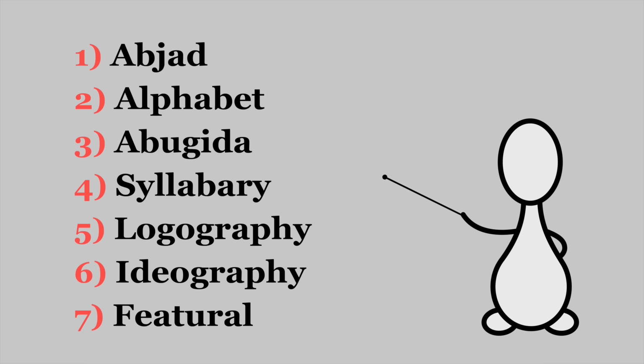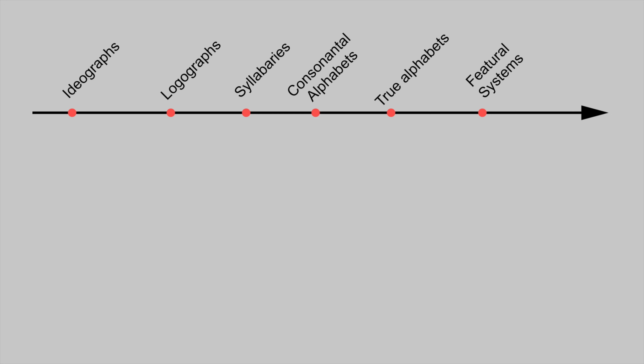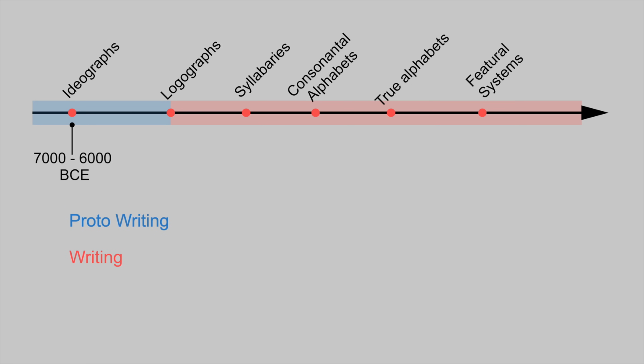For context, writing systems on Earth emerged in this order. Ideographs were a feature of proto-writing, and date back to as early as the 7th millennium BCE. The first writing systems proper were logographic, and emerged in the early Bronze Age. So if you want to give your glyphs an evolutionary history, start with a picture and then simplify it over many iterations.